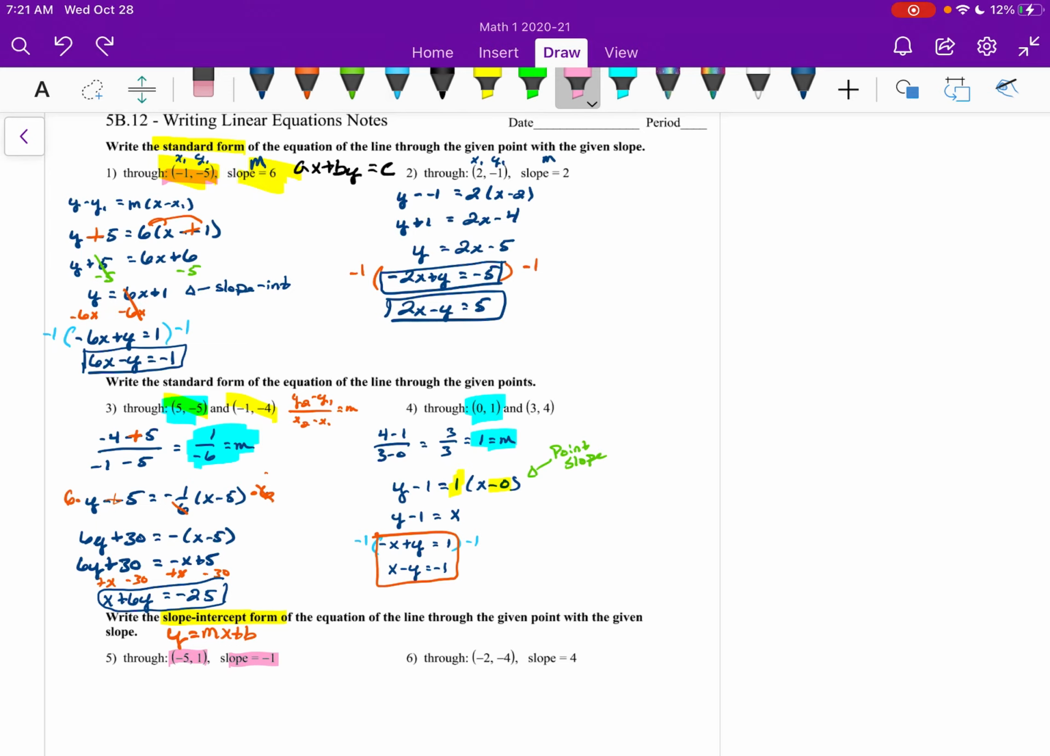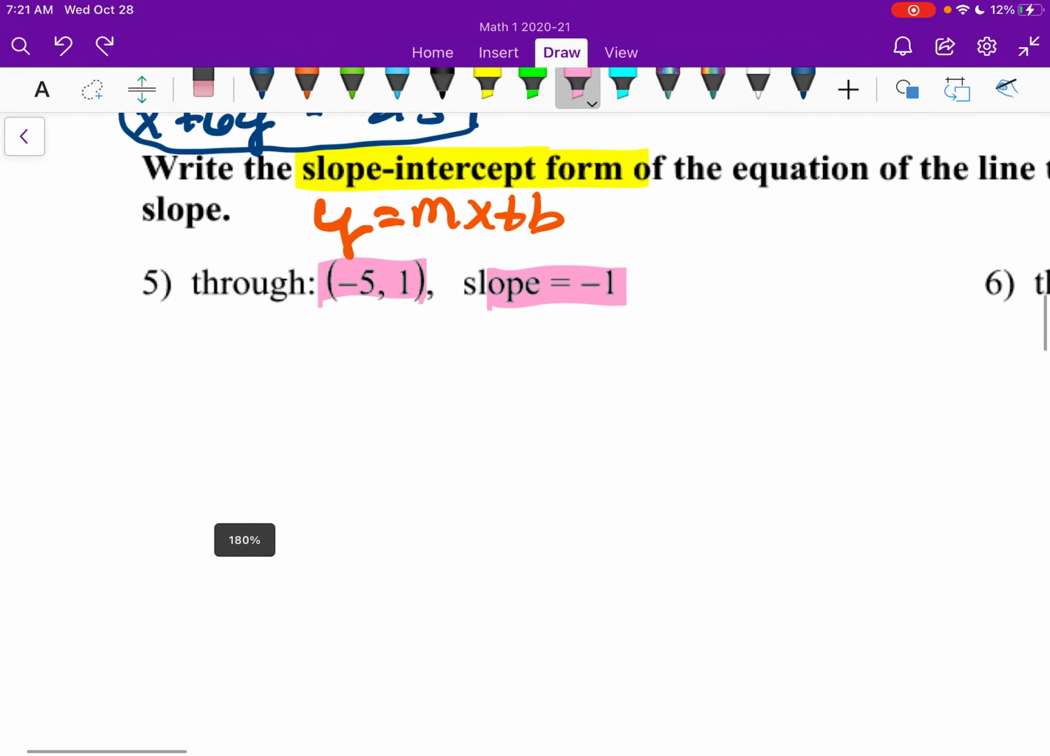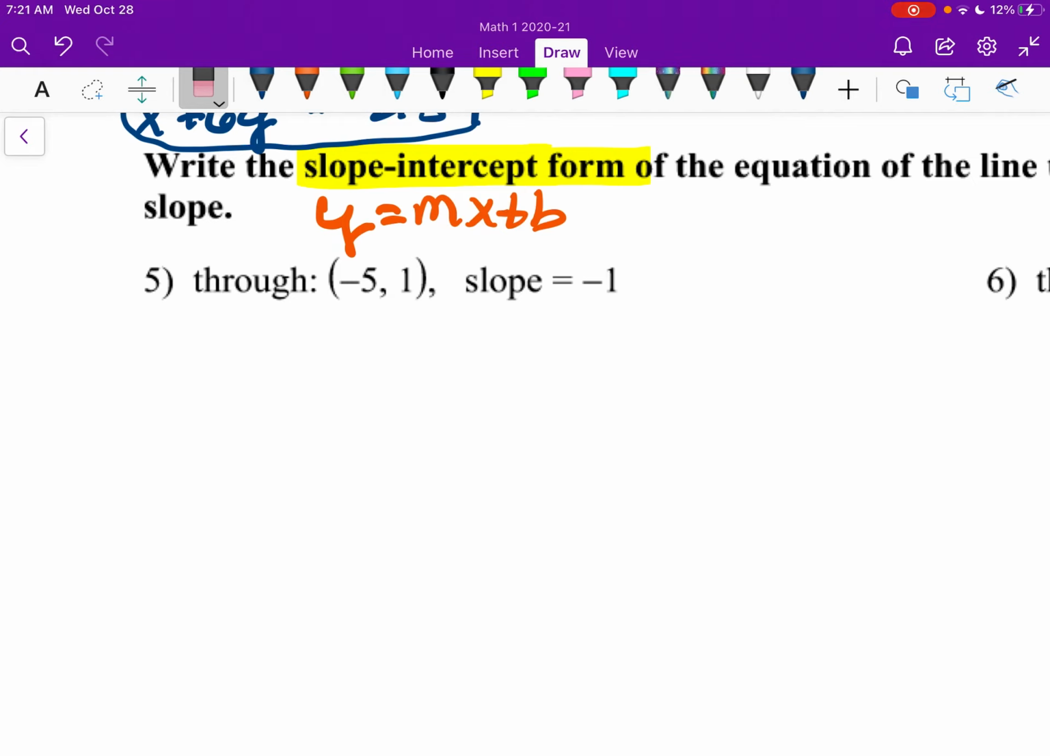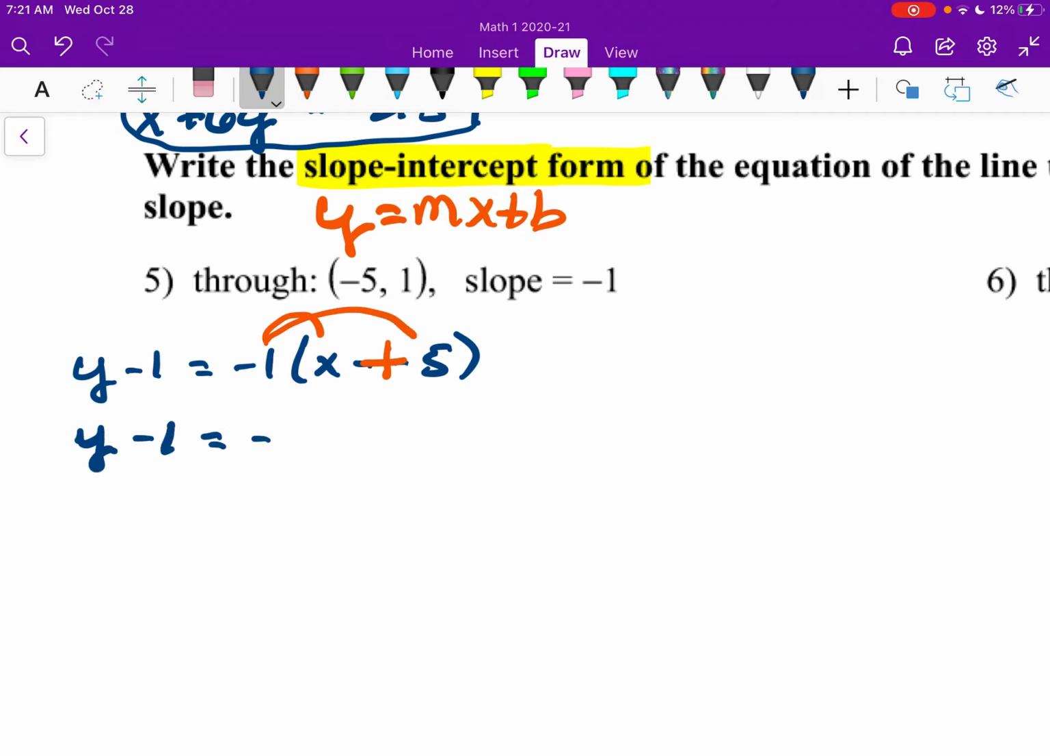So what I'm going to do is first put it into point-slope form like I did right here in number 1, and then I'll work from there. So let's start off putting this in point-slope form. So I'm going to have y minus 1 equals negative 1, x minus negative 5. This double negative turns into a positive, and in the next step I'm going to distribute this negative to both of those. So I'm going to have y minus 1 equals negative x minus 5.